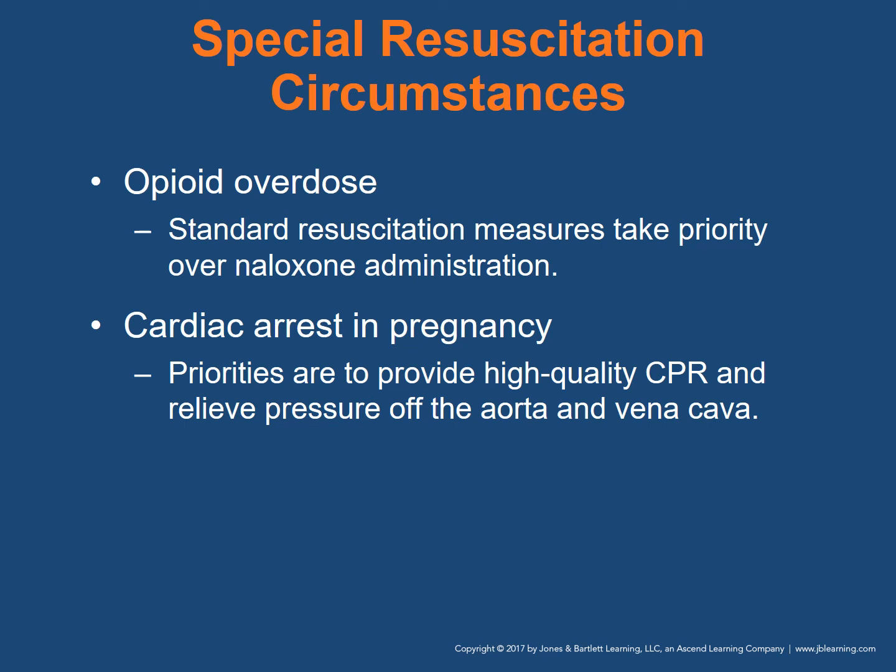Special resuscitation circumstances. If your patient is in a code type situation because of a known or suspected opiate overdose, we're still going to work the patient the same way that we would any other patient, which means we're going to determine unresponsiveness, pulselessness, and apnea, and immediately begin chest compressions. So the standard resuscitation measures take priority over the administration of naloxone. However, it could be incredibly beneficial.